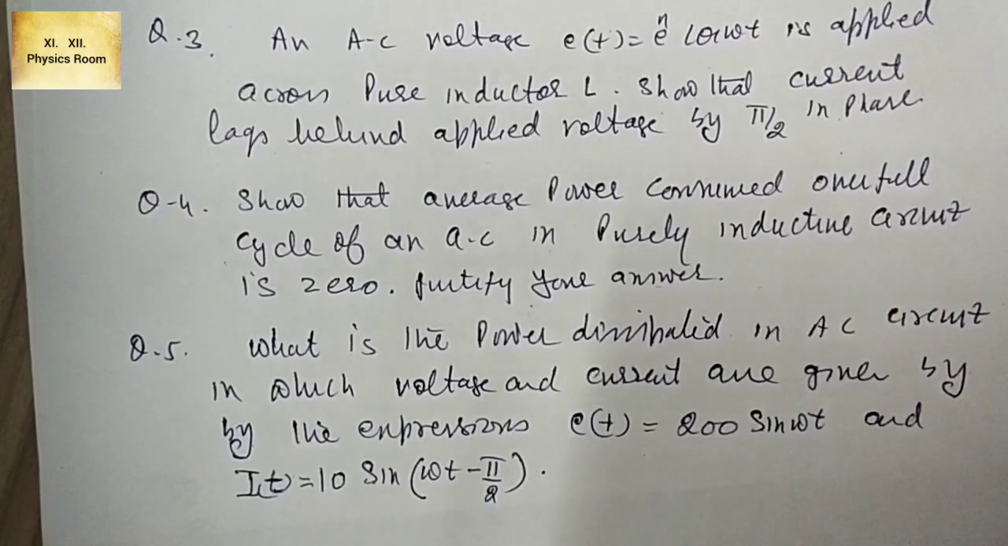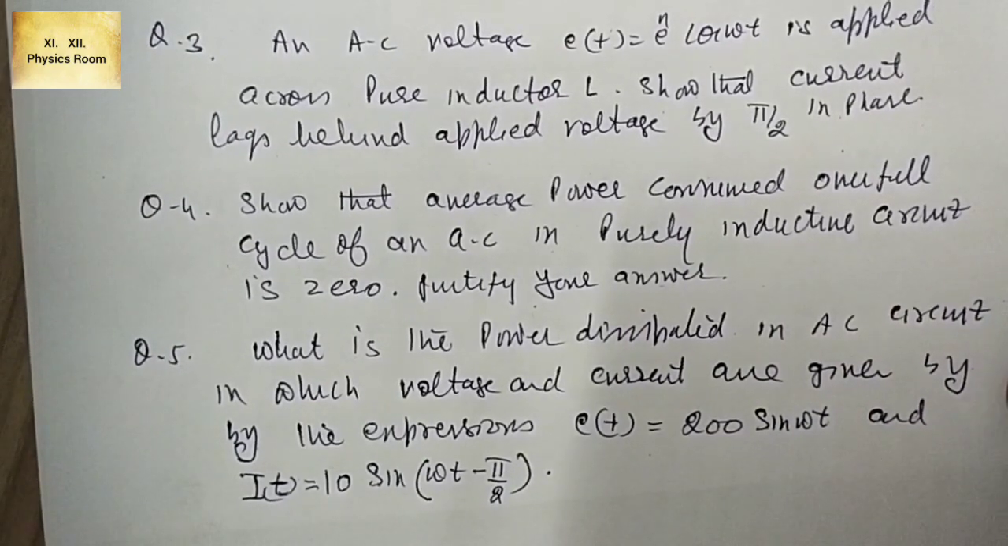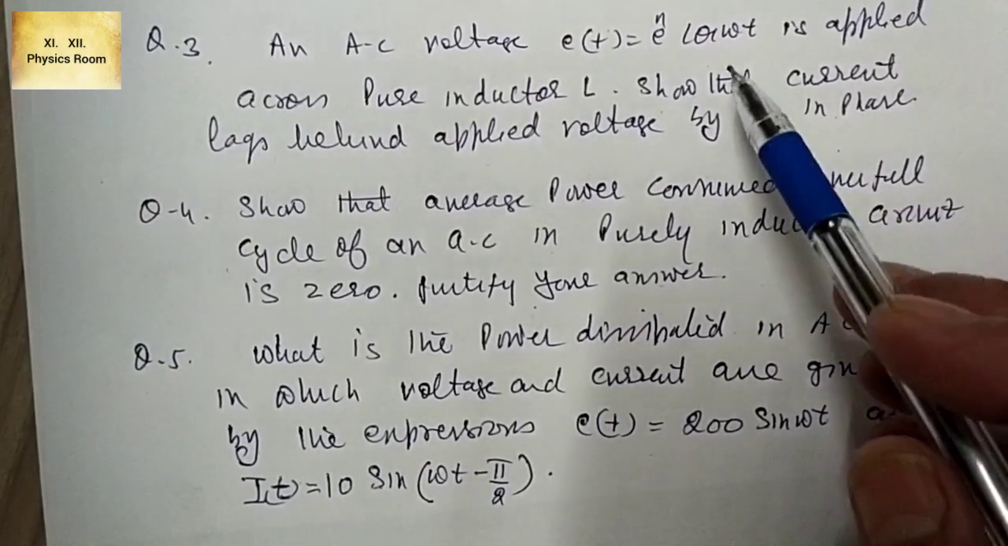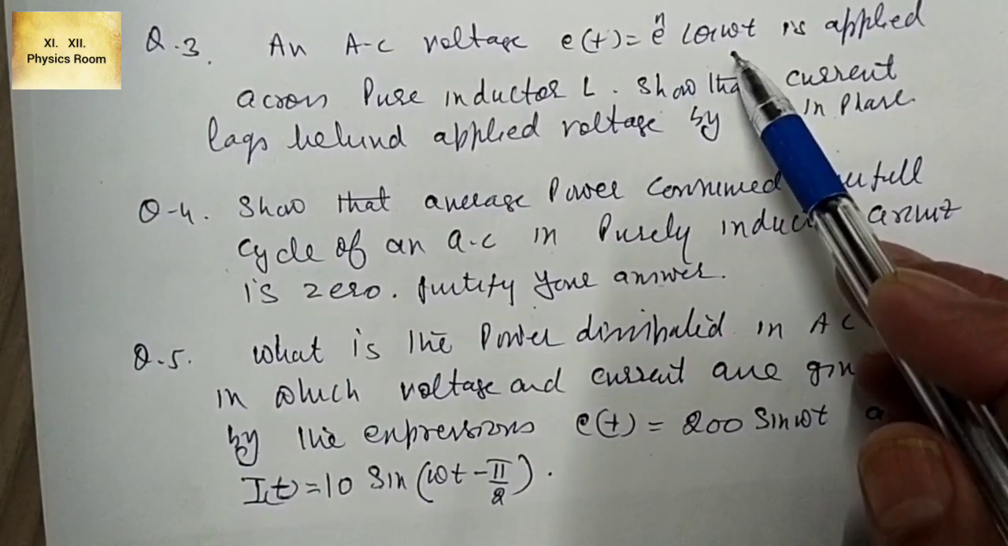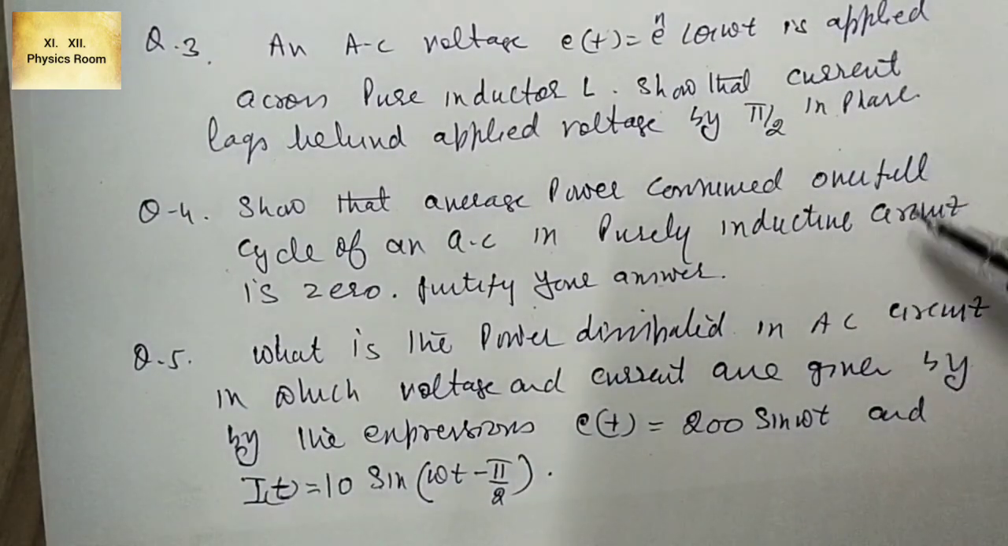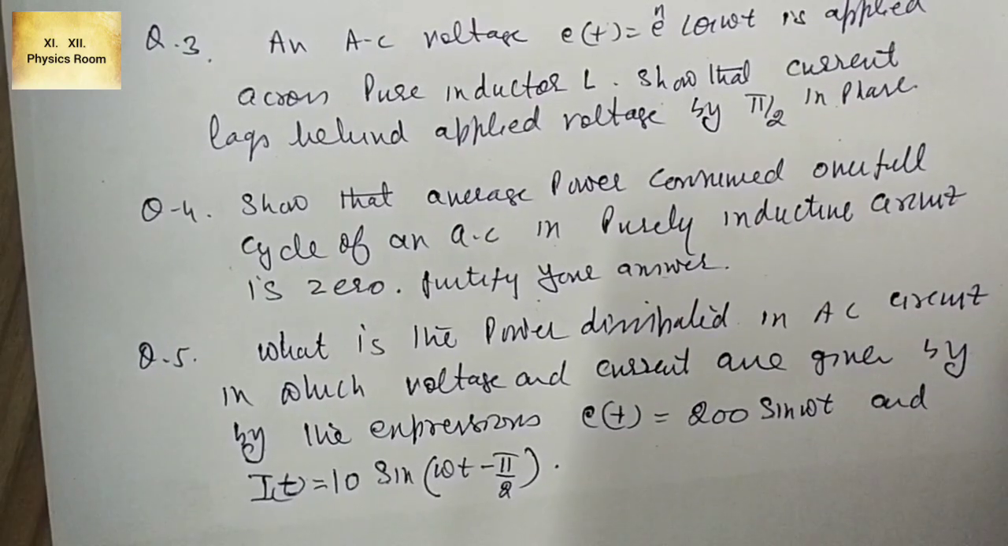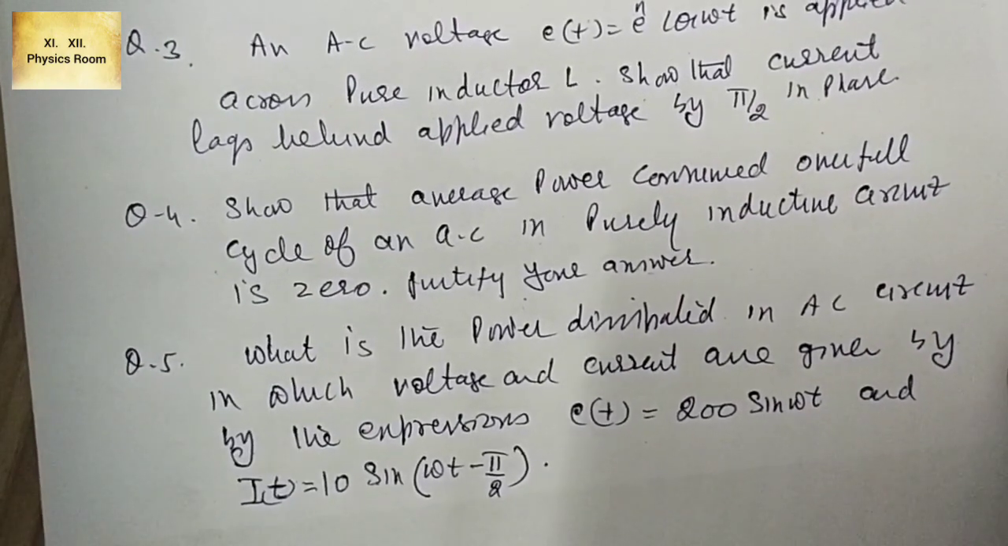So you have to solve these 3 questions by yourself. We have derived the article with sin omega t. Now here you have cos omega t. The results will be the same whether you take sin omega t or you take cos omega t.